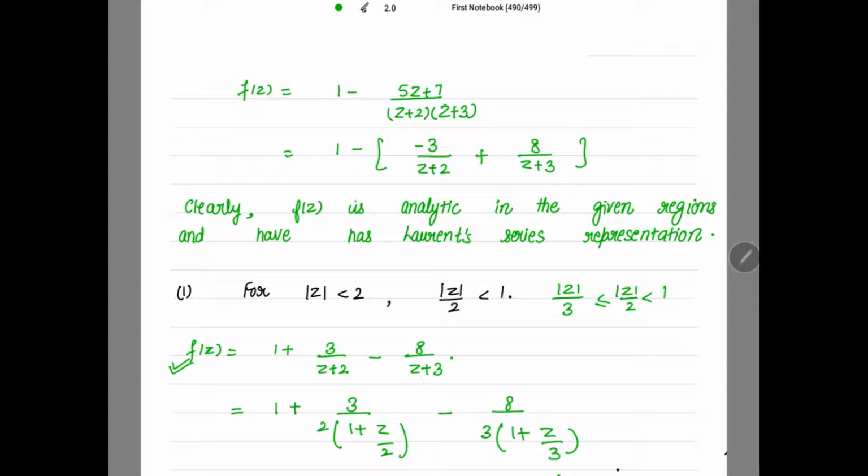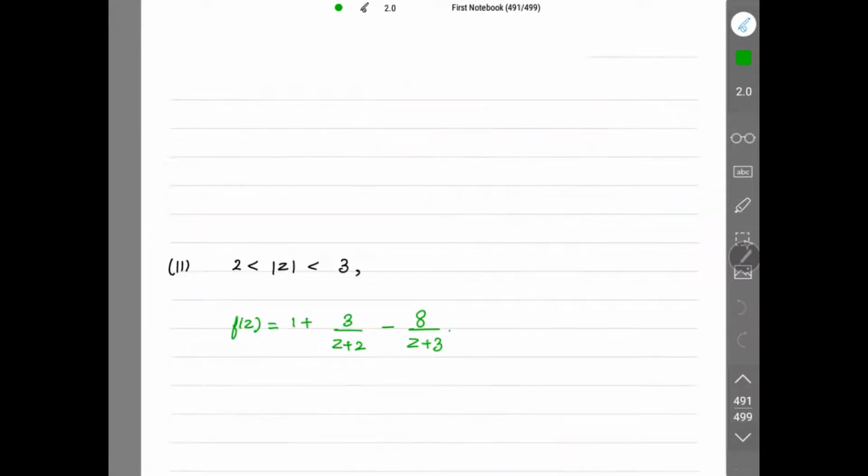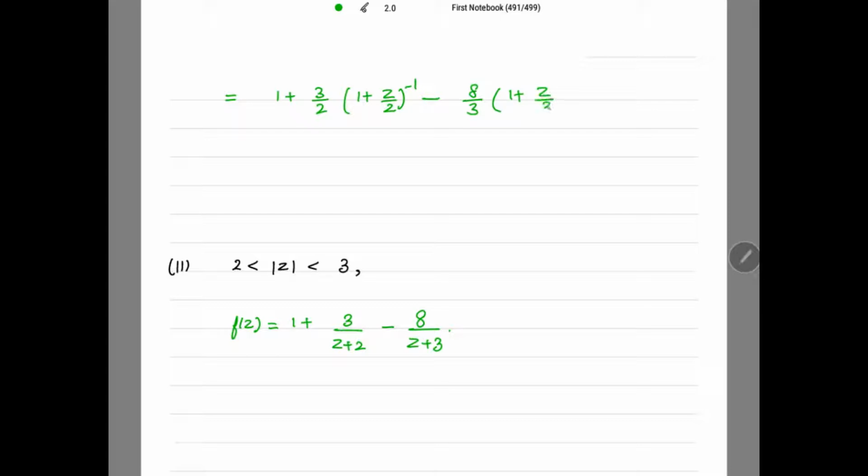I hope this is very clear to you. Next, we have to take this denominator in the numerator as their inverses and expand the series. So this is equal to 1 plus 3 by 2, (1 plus z by 2) inverse, minus 8 over 3, (1 plus z by 3) inverse, which is equal to 1 plus 3 by 2.